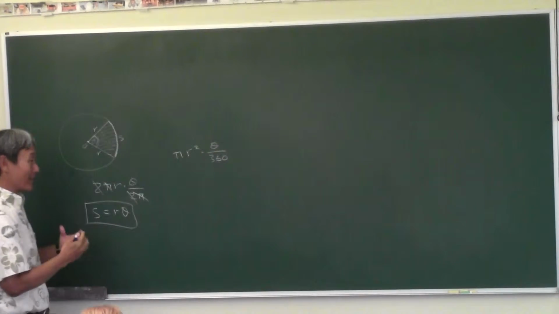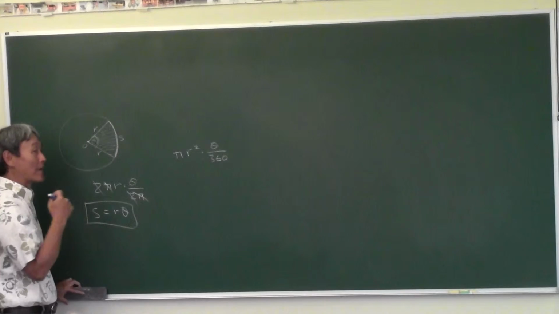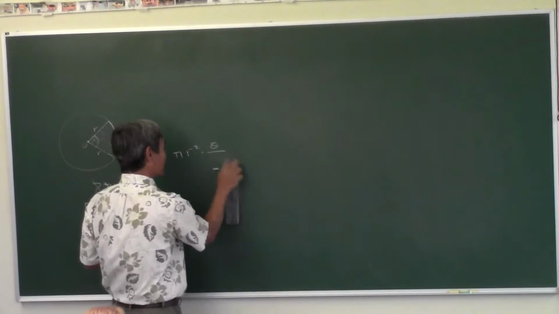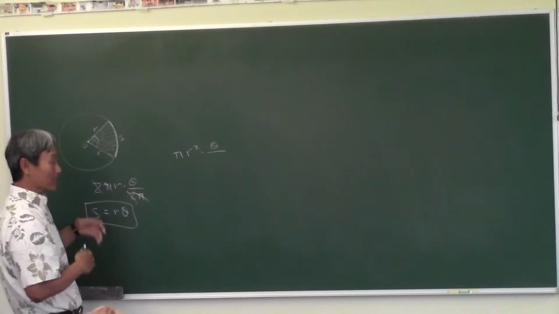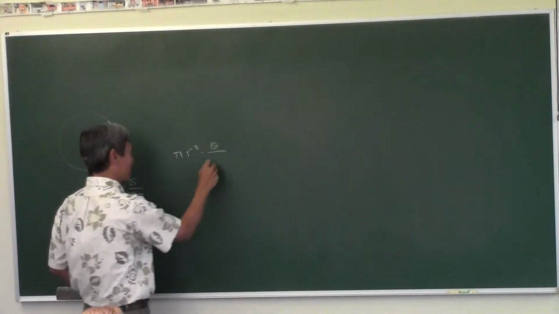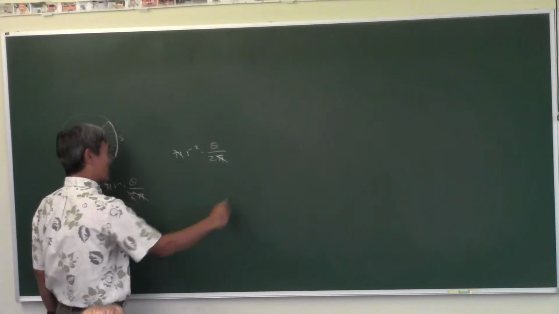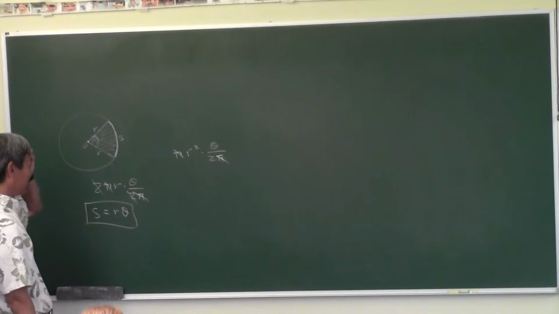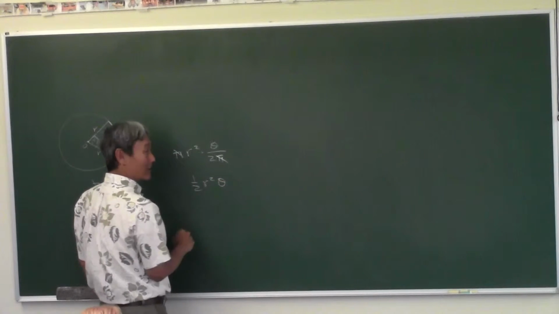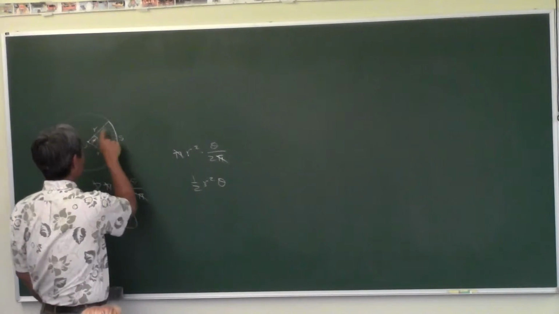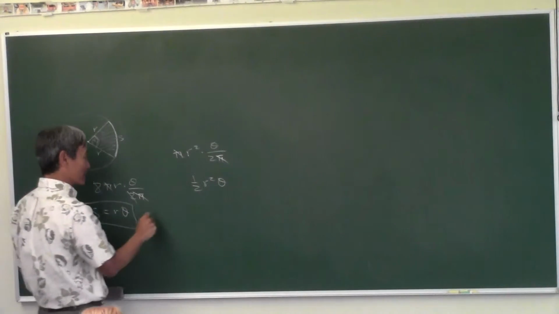But we want to develop a formula where this is measured in radians. So instead of dividing by 360, we divide by, just like over here, 2 pi, because 360 degrees is 2 pi radians. And then the pi's cancel out. What's left? 1/2 r squared theta. This is a formula that gives you the area of a sector of a circle.